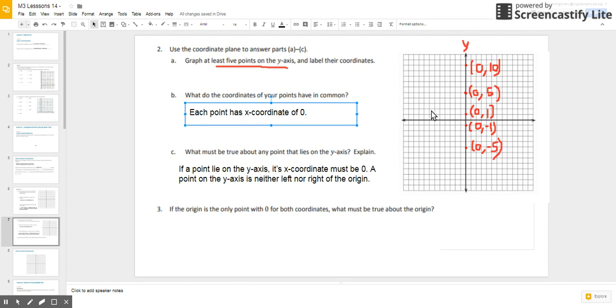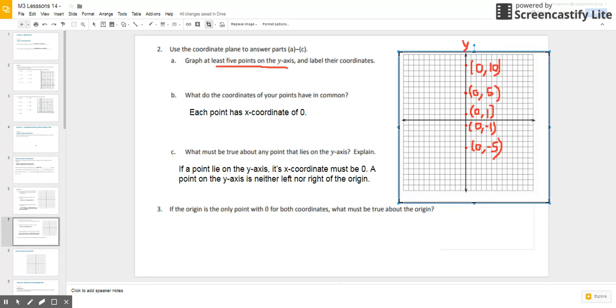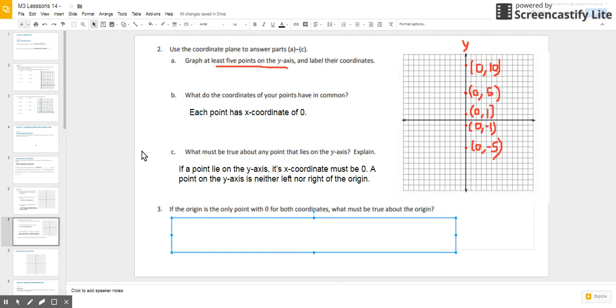All right, if we look at the last question down here: if the origin is the only point with 0 for both coordinates, what must be true about the origin? Let's put our box. If this point right here, right in the middle, is the only point that is both 0, 0, what must be true about it? Well, the origin must be the only point that has both x and y coordinates of 0. That's because any point you put up here is moving away from the origin. Whether it could even be a fraction. We have whole numbers here, but a fraction actually could be part of the answer.